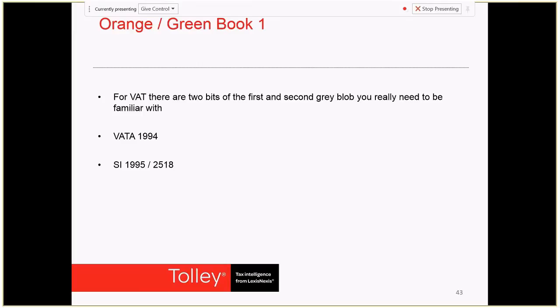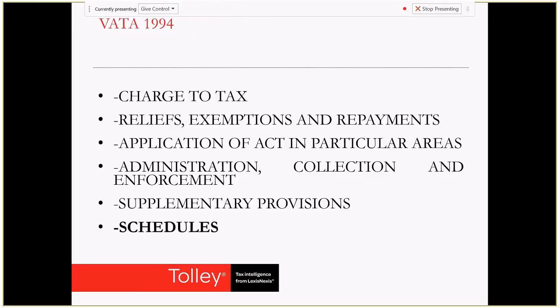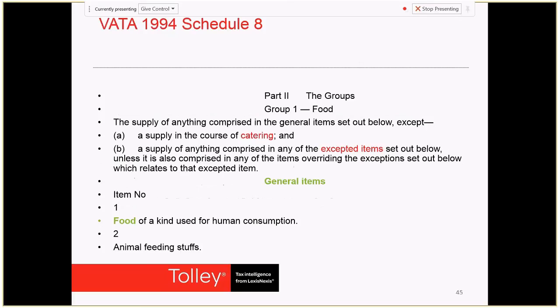But, again, you can use highlighting to help you, especially in areas that are just a little bit more tricky. So, for example, VAT and food, yes? So, this is Schedule 8, which is the zero rating schedule. This is going to tell us what's zero rated.